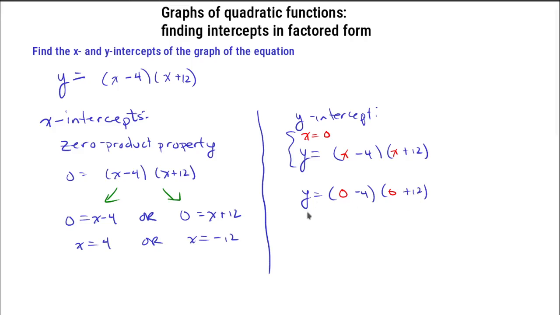And solving for y, not much solving to do. We just use order of operations. Simplify this. 0 minus 4 is negative 4, times 12. So y equals negative 48 if you multiply that out. So the y-intercept is negative 48. The x-intercepts are at 4 and negative 12.